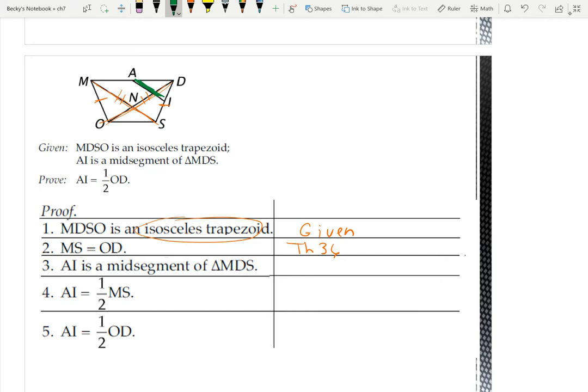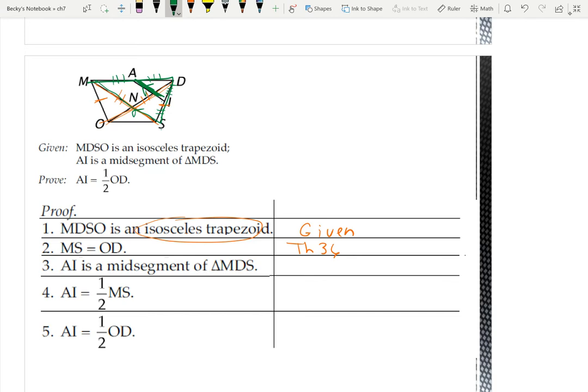First of all, let's find triangle MDS. So that is this big triangle. Now, I don't know what all we need because I haven't really looked further yet, but if it's the mid-segment, don't we know that it's in the middle? So we know these are equal. And what else do we know? We know that segment AI is going to be half the length of the side it's parallel to. So the side it's parallel to is MS.